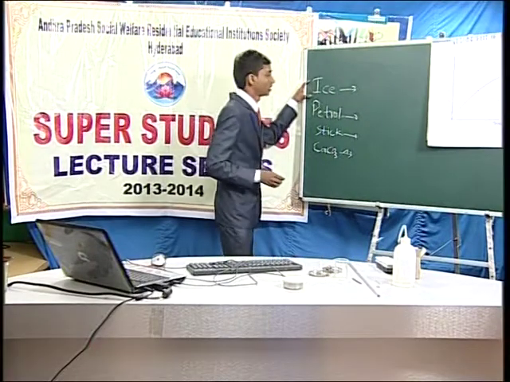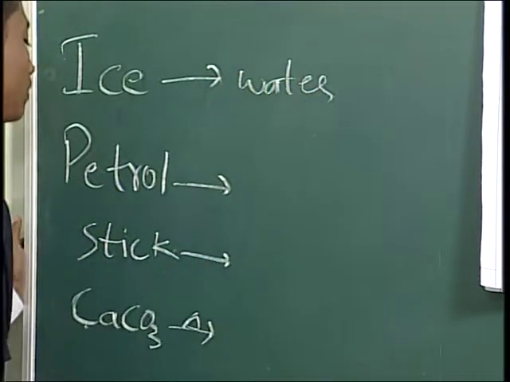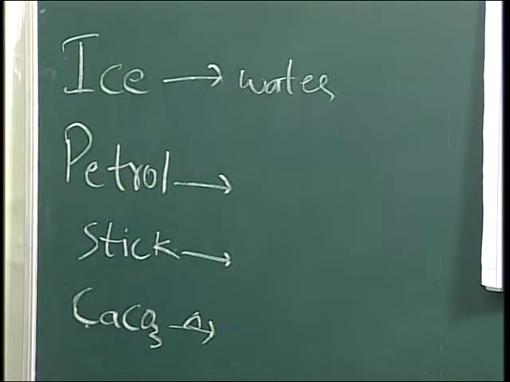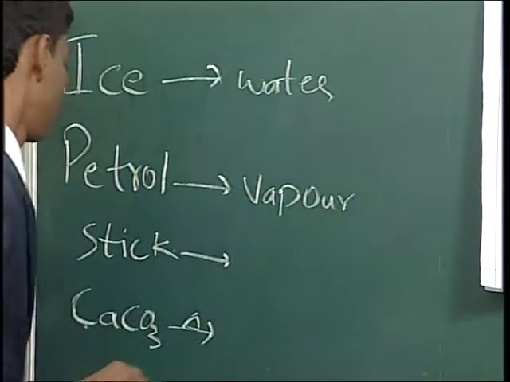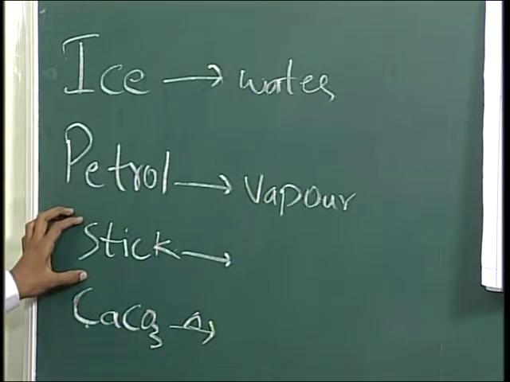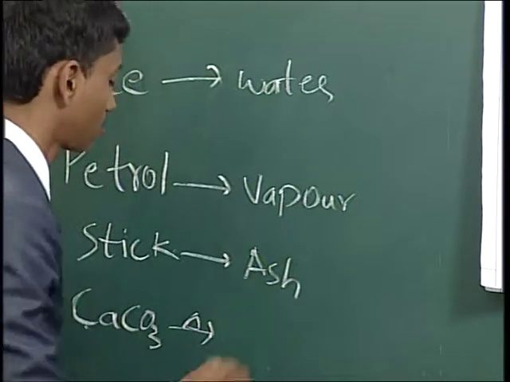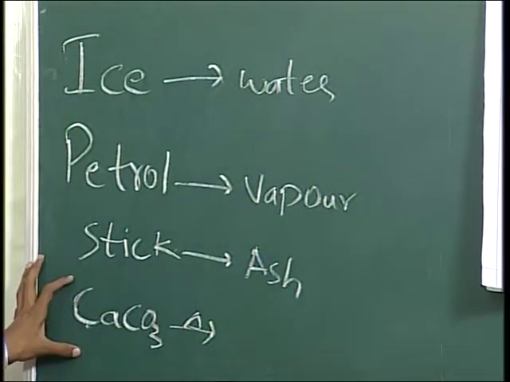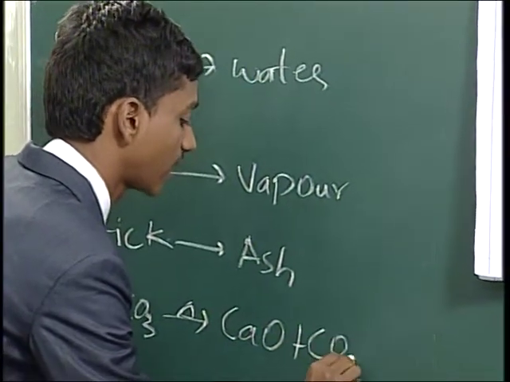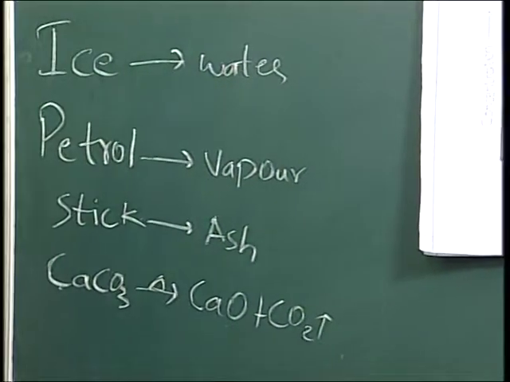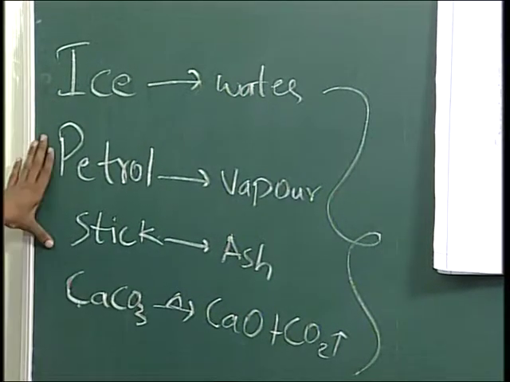Here, if we heat the ice, it will turn into water phase. If we take the petrol in our hand, it will turn into vapor. If we heat the stick, it will get ash. And if we heat the calcium carbonate, we will get calcium oxide plus CO2 gas. Among these four, what will you observe? Do you think these four are equal?